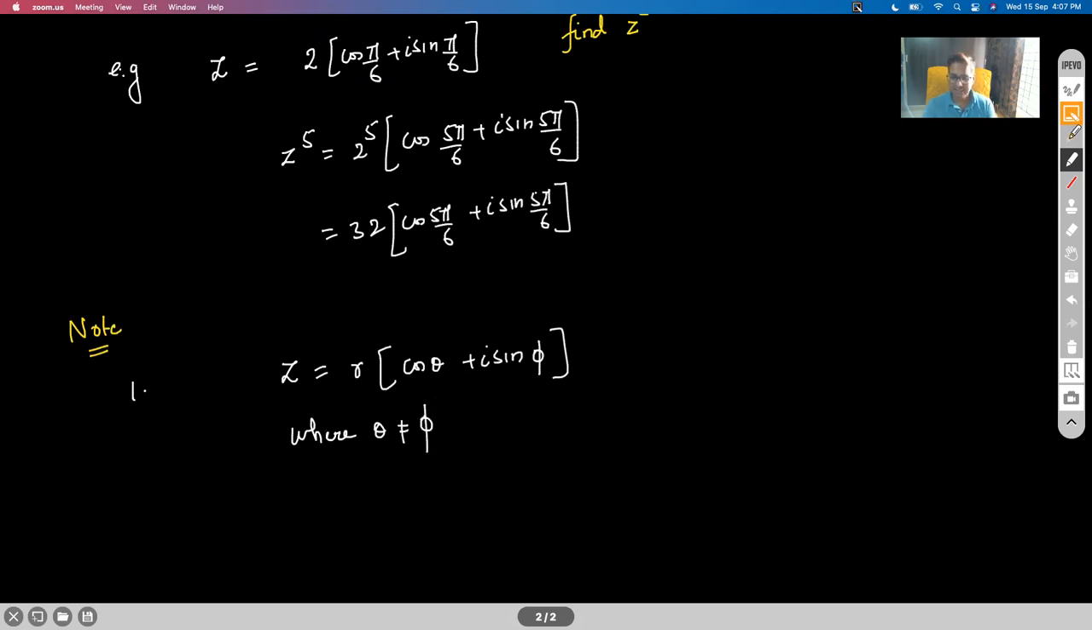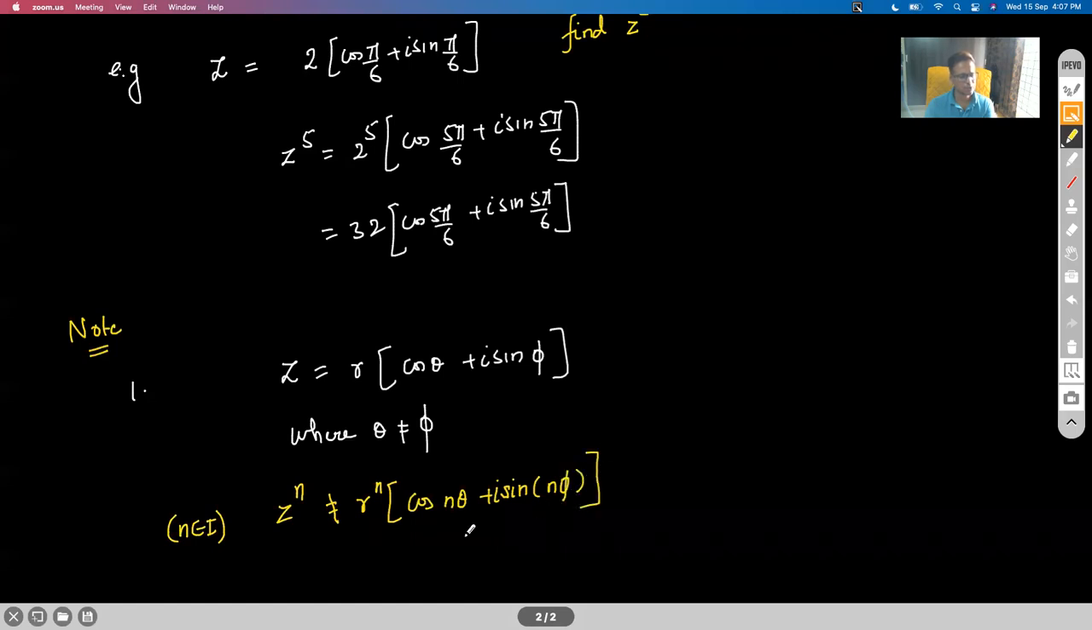Okay. And somebody says, hey, I want to raise this complex number to an integer power n. Please note this down. You cannot write it like this. That means the De Moivre's theorem is not going to work on this. Please note, z to the power n will not be equal to r to the power n cos n theta plus i sine n phi. Because primarily, this is not the polar form for it.